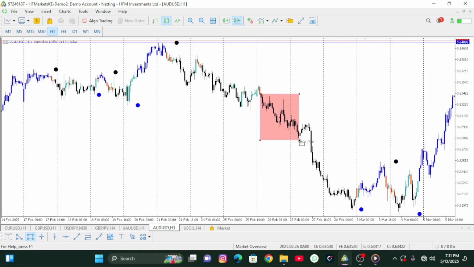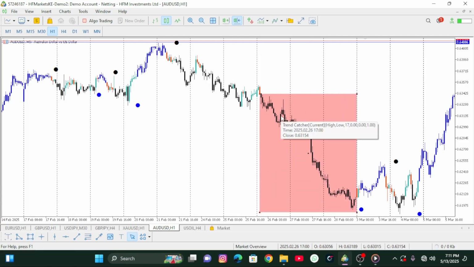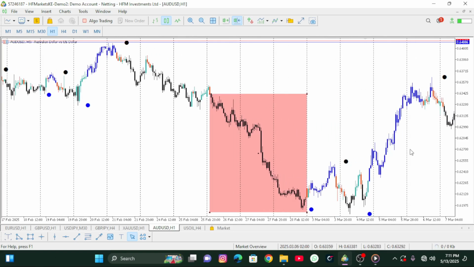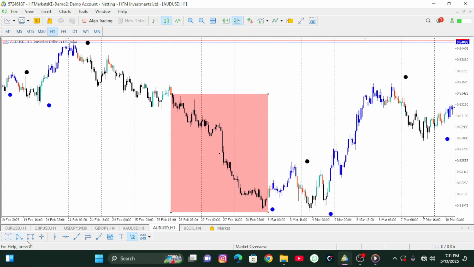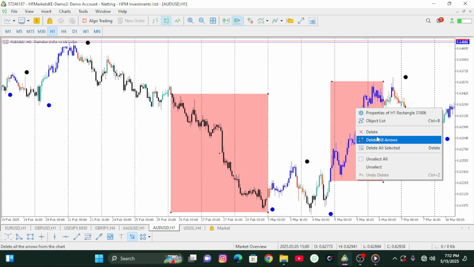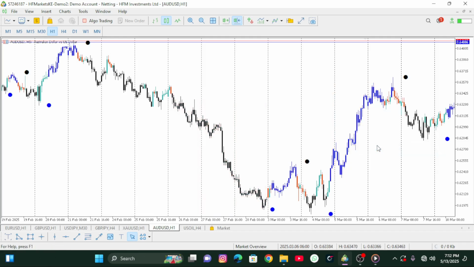From here all the way down here, you can see how this indicator captured this downward trend perfectly. Also, when you look at this region here, from down there till up here, you can see how the indicator captured the upward movement of price accurately.